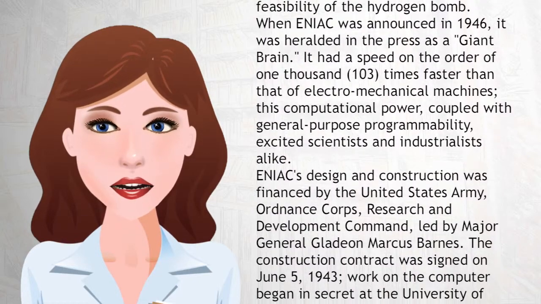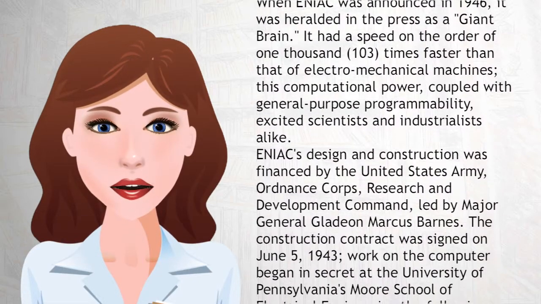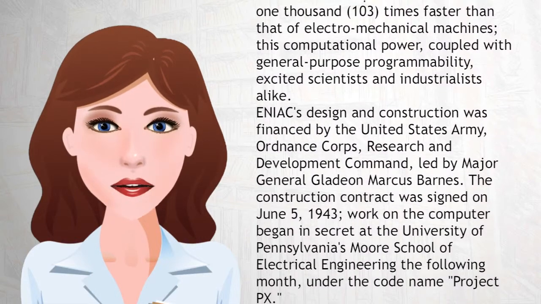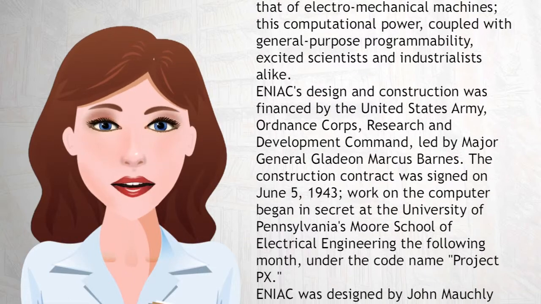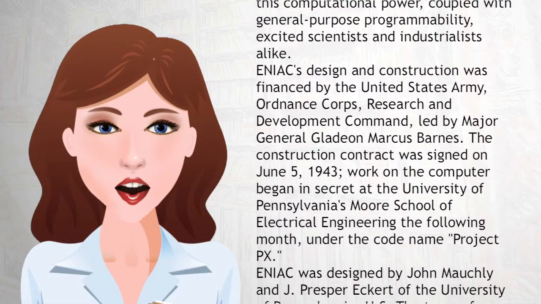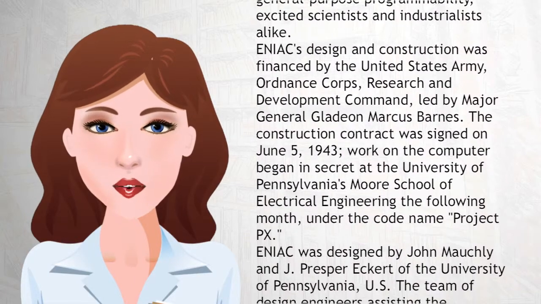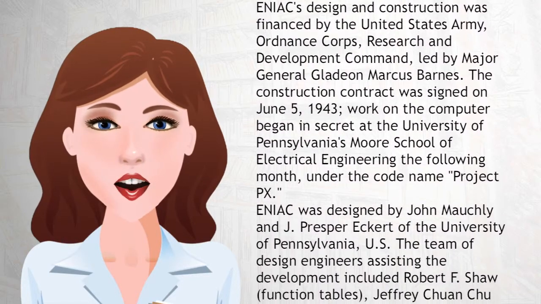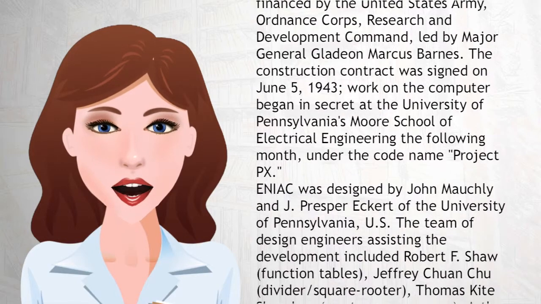ENIAC's design and construction was financed by the United States Army Ordnance Corps' Research and Development Command, led by Major General Gladian Marcus Barnes. The construction contract was signed on June 5, 1943. Work on the computer began in secret at the University of Pennsylvania's Moore School of Electrical Engineering the following month.